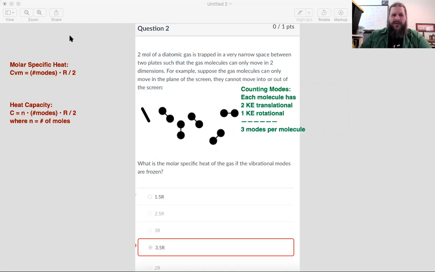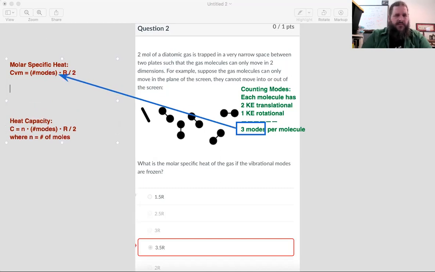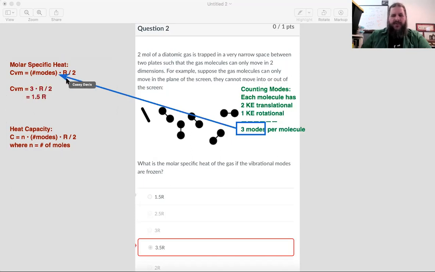So that's what we would use in this 3 modes per molecule is what we're going to use in the Molar specific heat formula. So we fill that in. 3 times R over 2, or in other words, 1.5 R. So that's what I would expect for the molar specific heat.